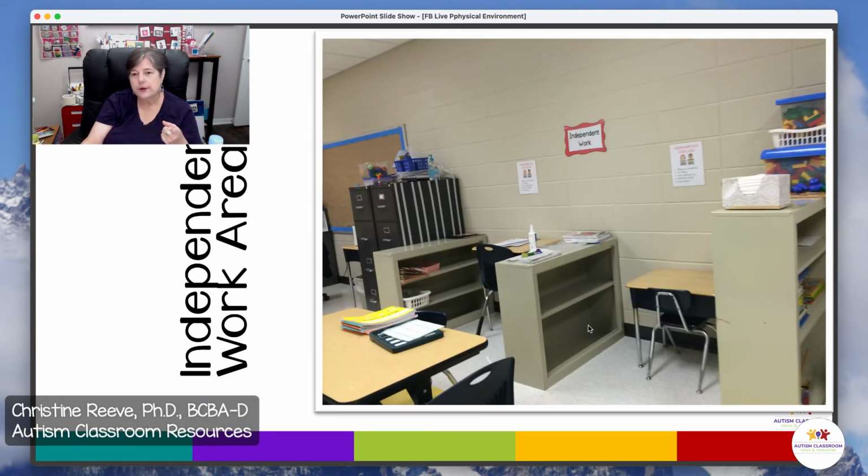So there's their independent work systems. So their baskets are going to go here. And they're going to work at this table. This is like a flex space. We had one kid who could actually work pretty independently and go get his work. And they needed a place where related services like speech and OT could come in and see kids. So we used that.